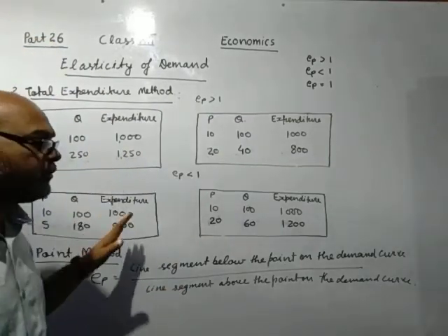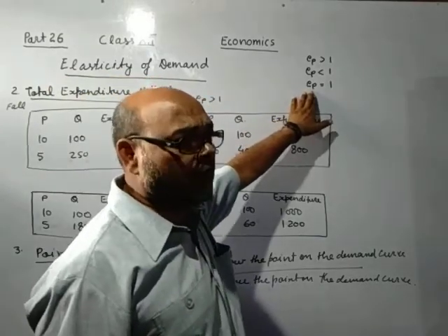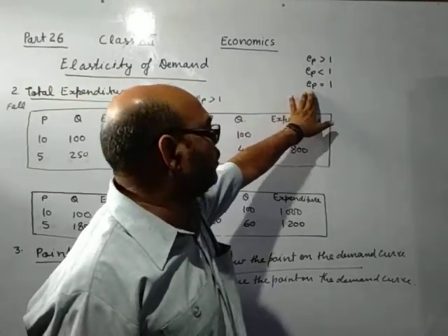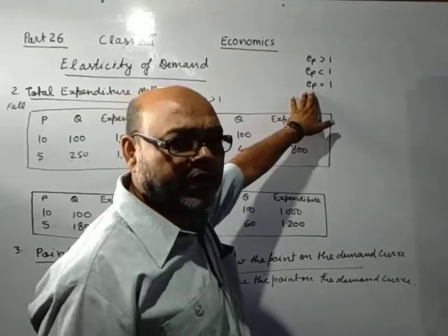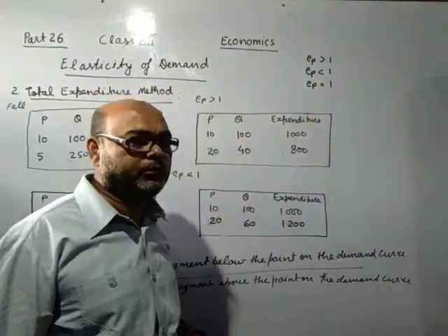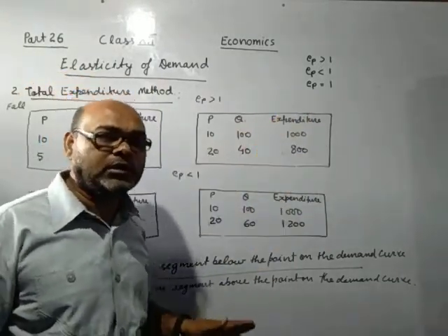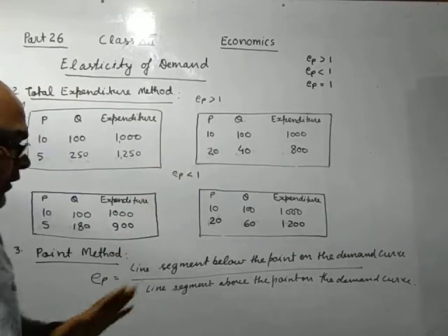Now you have understood. In the case of elasticity equal to 1, price either increases or decreases, but total expenditure remains the same. That situation is called unitary elastic.